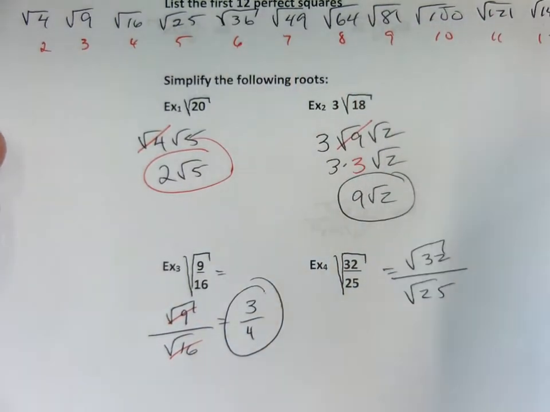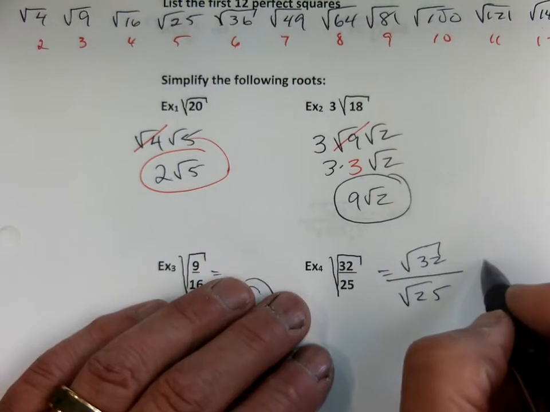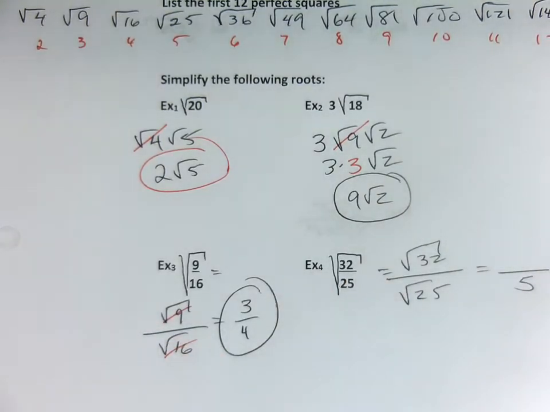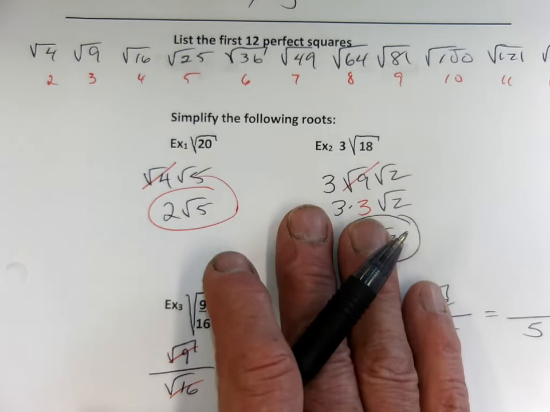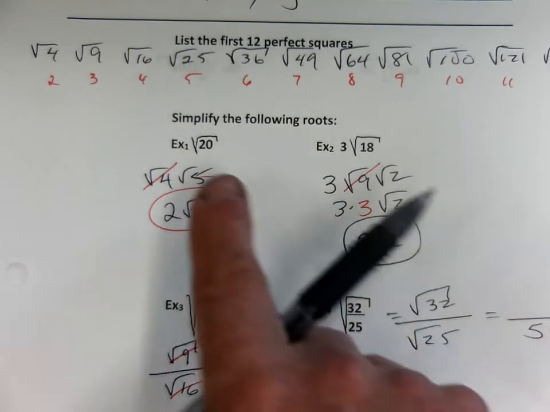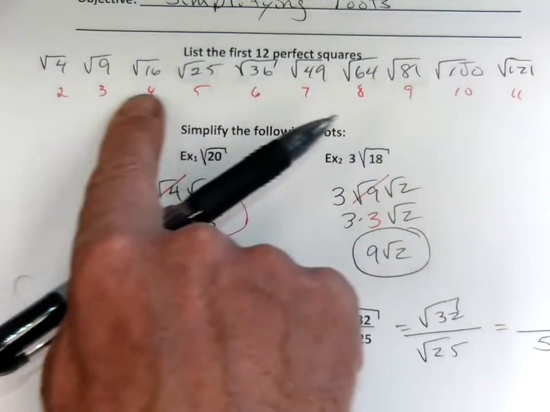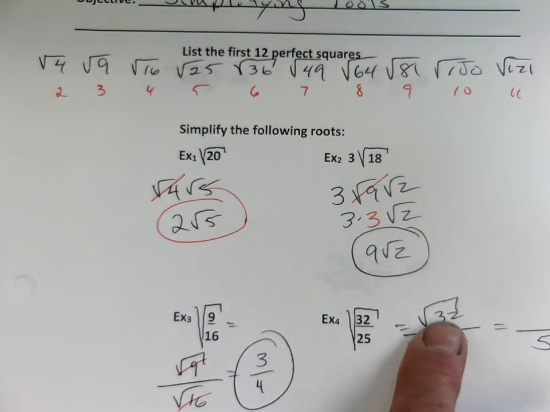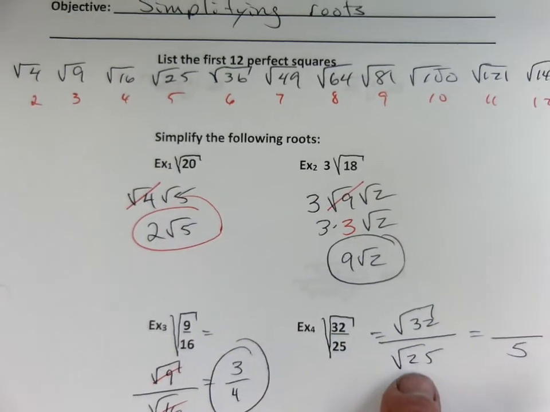So the square root of 25 is 5, but there is no square root of 32. So what I want to do is make the square root of 32 one of these numbers. Something times something makes 32. What times what makes 32?